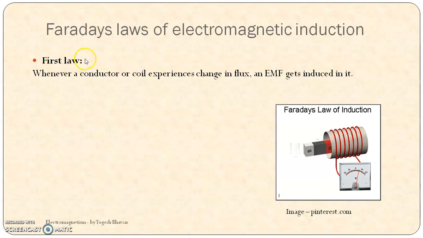So what is the first law? Whenever a conductor or coil experiences a change in flux, an EMF gets induced in it. So here we can see the elaboration. The conductor or the coil experiences a change in flux. Here the change in flux takes place due to the physical motion of this permanent magnet which is moving around the conductor. So due to that there will be a changing magnetic flux.